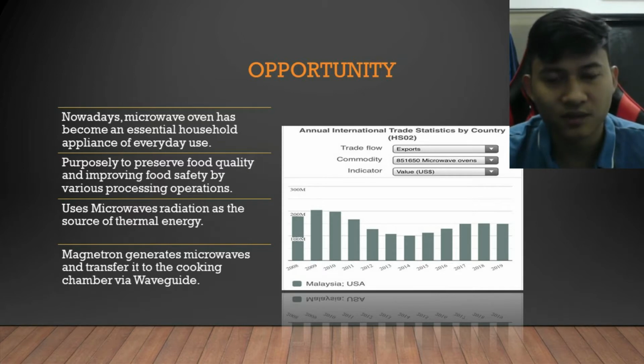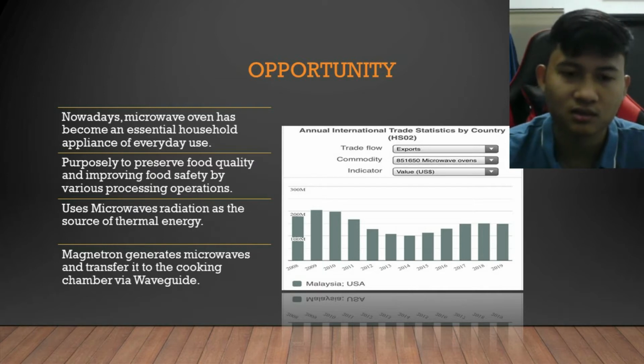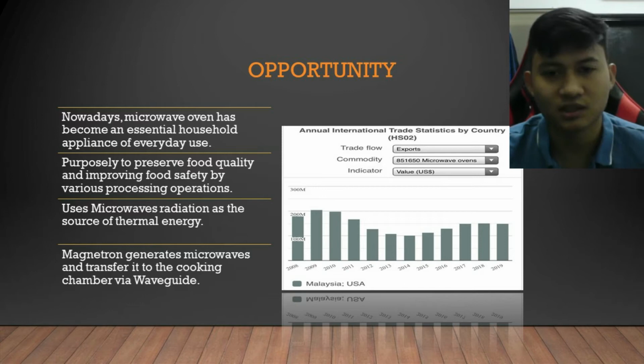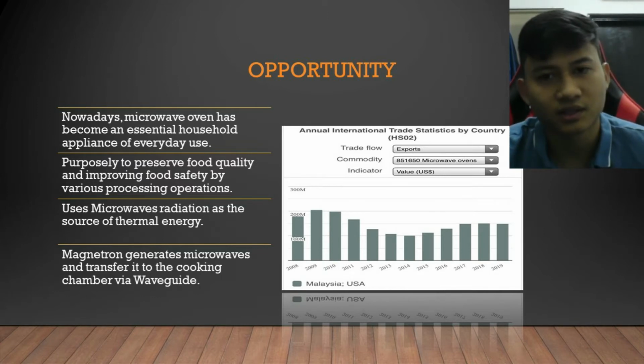The purpose of microwave oven is to preserve food quality and improve food safety, or we can heat our food. This microwave oven uses microwave radiation as the source of thermal energy. As AFIF mentioned earlier, the microwave is generated by the magnetron inside the microwave oven, which is then transferred into the cooking chamber via the waveguide.